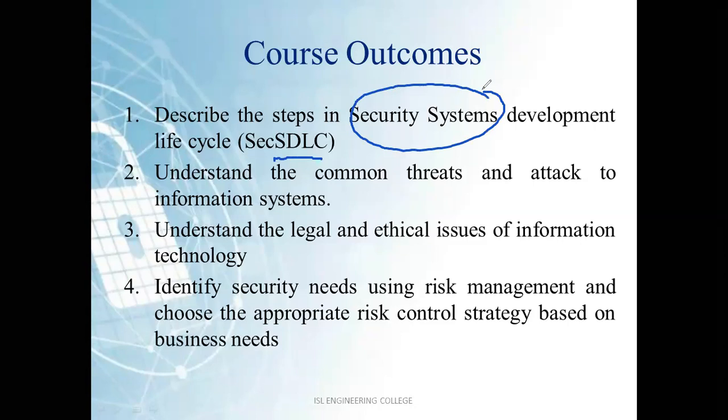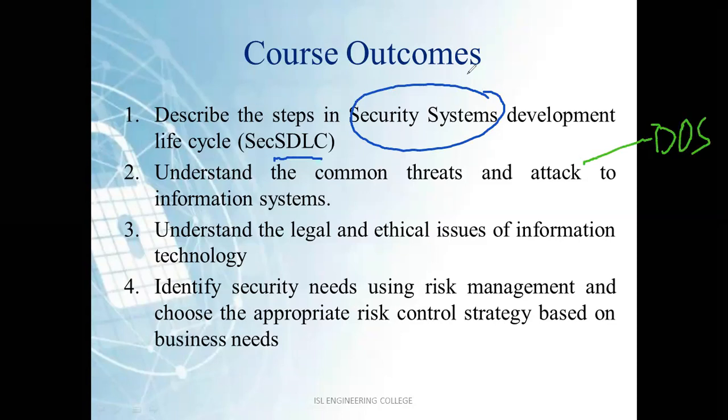That is the first outcome. The second is understanding the common threats and attacks to information systems. Now there are many threats and attacks that can be launched upon a particular system. If we come to the different attacks, it can be a DoS or DDoS attack.